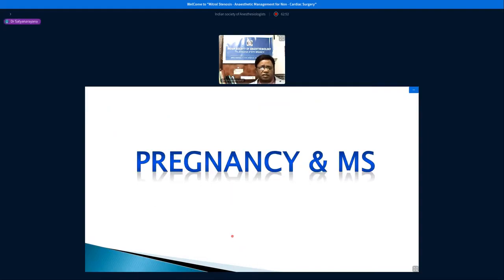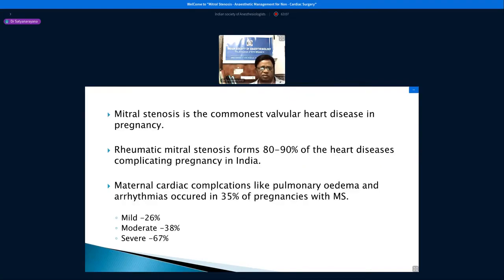And the last part of my discussion is pregnancy and mitral stenosis. I'll briefly discuss some principles, and what the issues are with pregnancy and mitral stenosis. Mitral stenosis is the commonest valvular heart disease in pregnancy, and rheumatic mitral stenosis accounts for about 80 to 90% of heart disease complicating pregnancy in India.